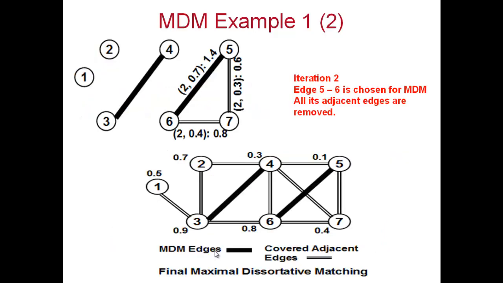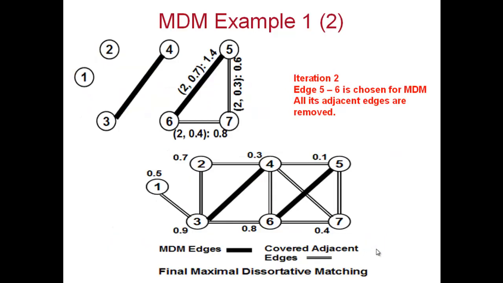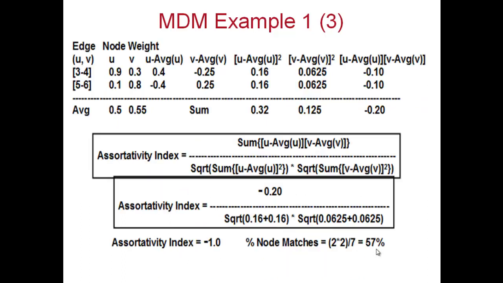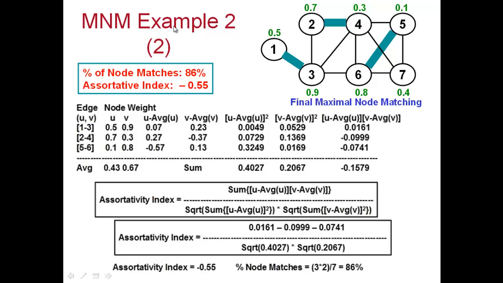Whereas the percentage of nodes matched, we have matched only 4 of the 7 edges, so that is close to 4 over 7, 57%, and that's not a maximal node matching, because for the same graph we came up with a maximal node matching earlier with 6 out of 7 vertices matched. Okay, so you can see a trade-off between the percentage of nodes matched and the assortative index. In the first case, when we targeted maximal node matching, we were able to find maximal node matching, which is a maximum matching, 6 out of 7, but the assortative index based on the given weights was negative. So the matching ended up to be dissortative in nature.